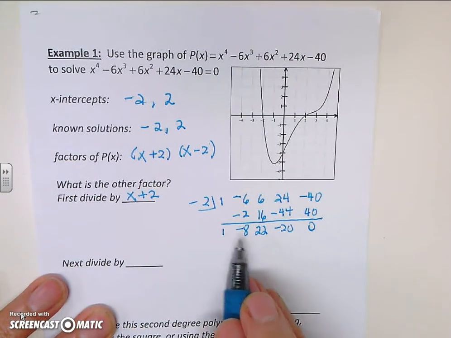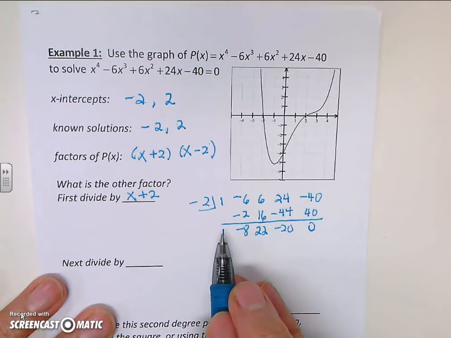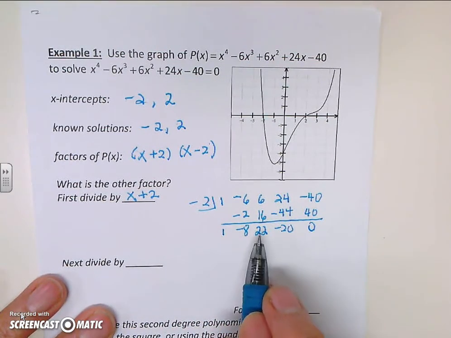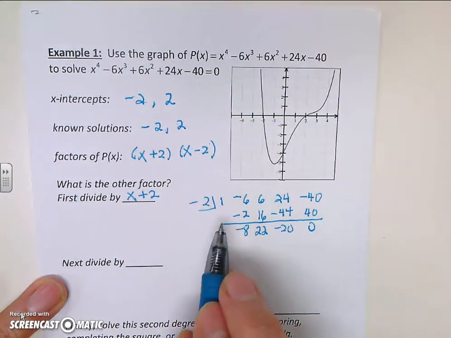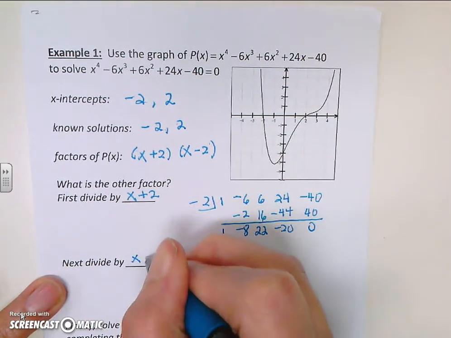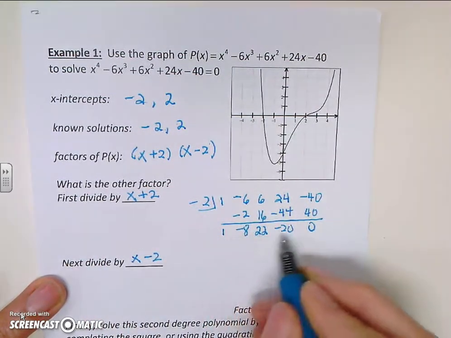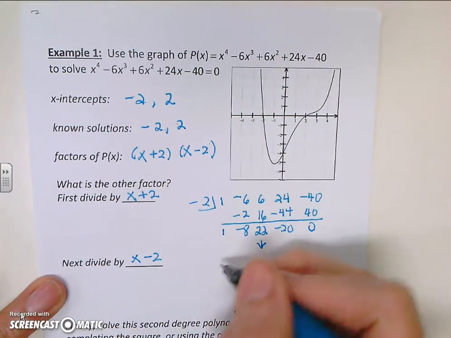All right, so this is what we have left over. So when we divide it, we have x to the third minus 8x squared plus 22x minus 20. So our other factor is going to go into this. So I'm going to next take what was left over here, and I'm going to divide it by x minus 2.